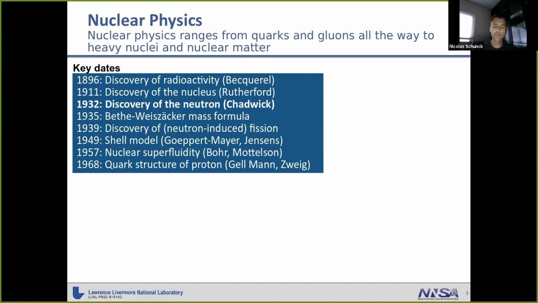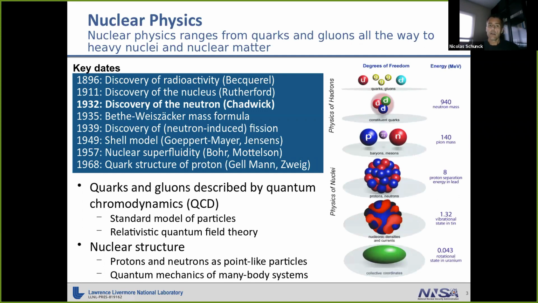and in particular, the quark structure of the protons and the neutrons, and this sort of forked out to the standard model of particles. So, broadly speaking, nuclear physics falls into 2 main categories: the physics of hadrons and quarks and gluons that are described by quantum chromodynamics or QCD. QCD is one of the pillars of the standard model of particles. It's also a typical example of a relativistic quantum field theory.